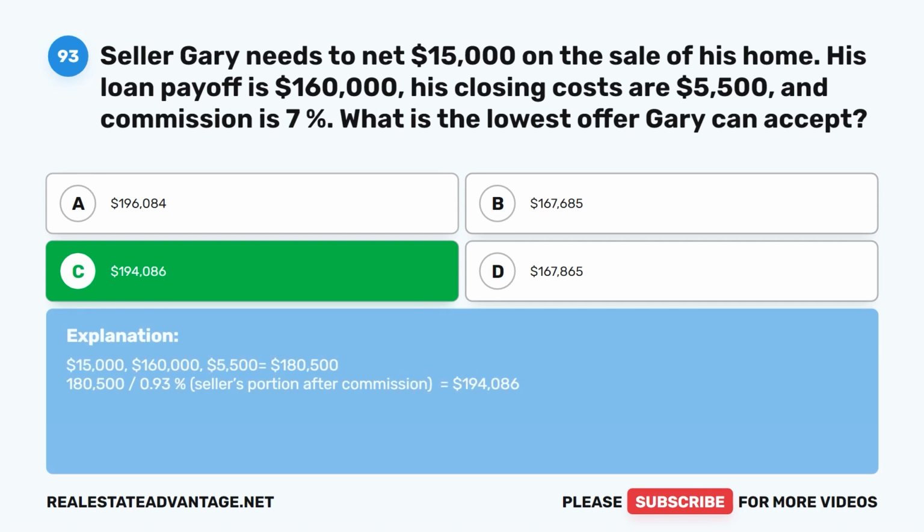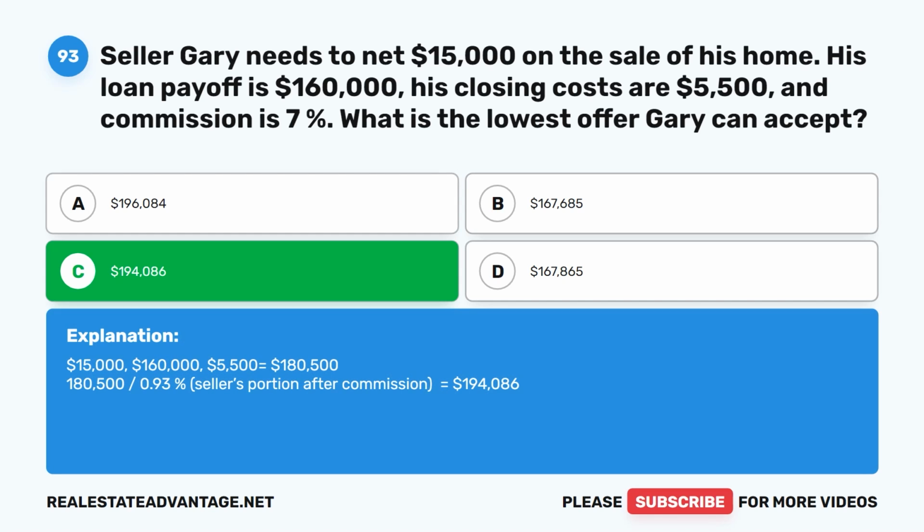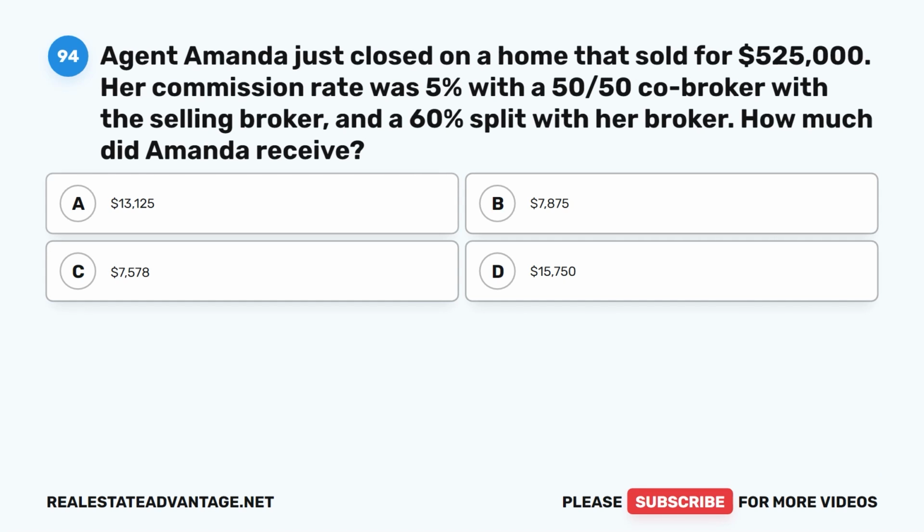$194,086. $15,000, $160,000, $5,500 equals $180,500. $180,500 divided by 0.93, the seller's portion after commission, equals $194,086.